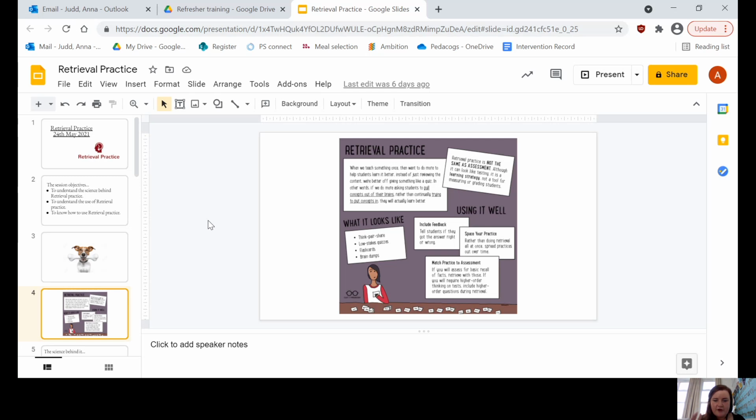So it's just reviewing what they've learnt, but not just reteaching it. It is proven that retrieval practice, or the testing effect, is way more effective than getting the children to just relearn something.